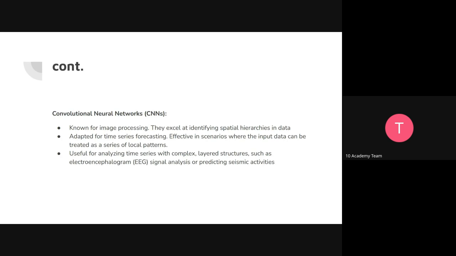There is also the use of CNN, the convolutional neural network, which is maybe not apparent. What you know about CNNs is that they are used for image processing, and they're very good at identifying spatial hierarchies and spatial patterns, but they can be adapted for time series forecasting, and they're very good in scenarios where the input data is complex and has local patterns. They turn the time series data into two-dimensional data and use CNNs with it, making use of this capability of CNNs to recognize patterns in the time series data and get good forecasting. So this is what we have so far.